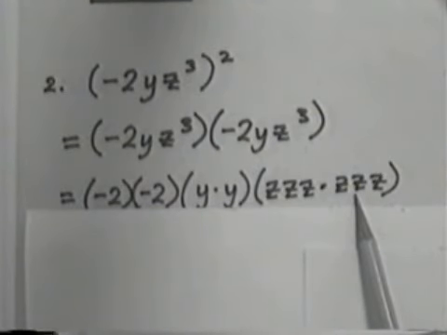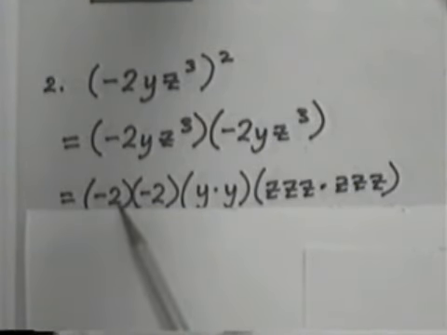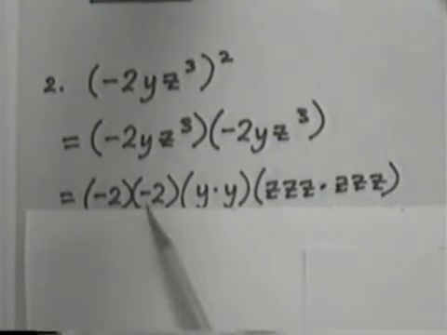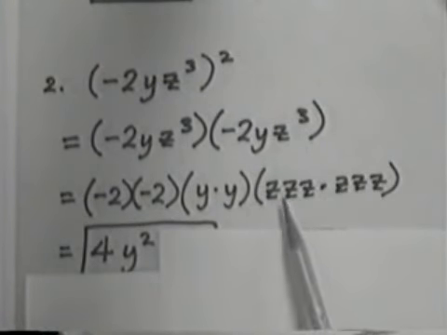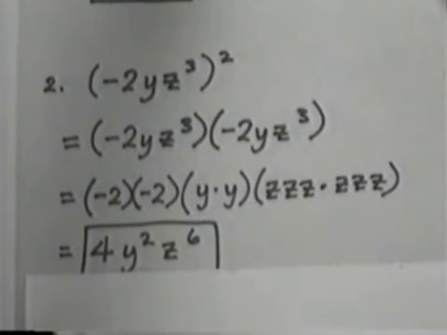Now to finish, we do the indicated multiplication. Negative 2 times negative 2 is positive 4. Y is used twice, so we have y with the exponent 2. Z is used 6 times, and so we have exponent 6 on the z. So our final answer is 4y squared z to the 6th.